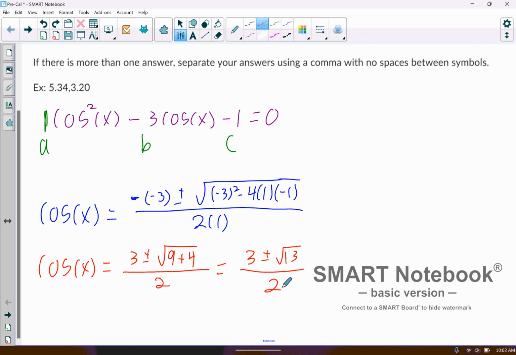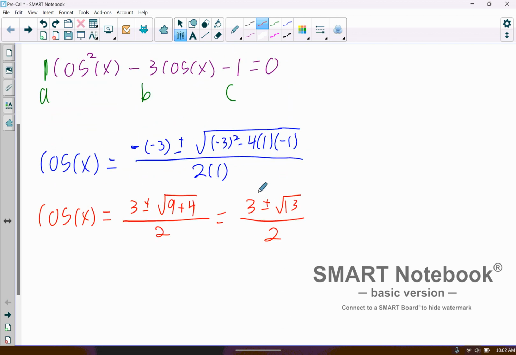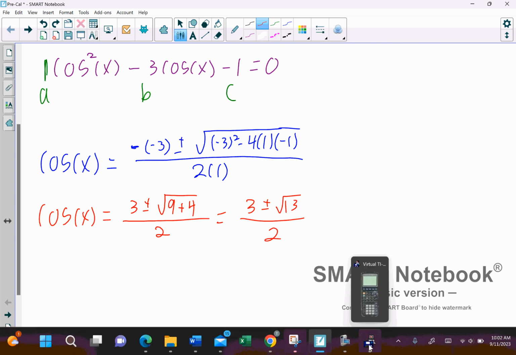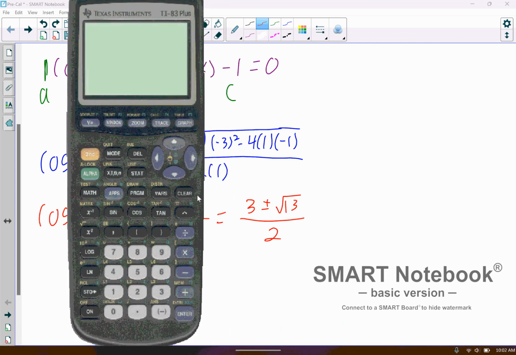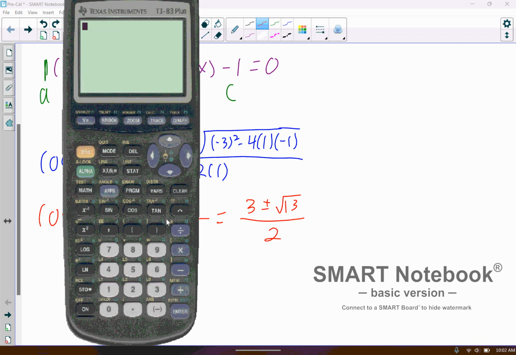In the previous videos I've sent you, I just plugged it directly in, but I think it might be helpful to actually get a decimal for this, just so we can have a better feel of where this is on the unit circle. And so here we go.